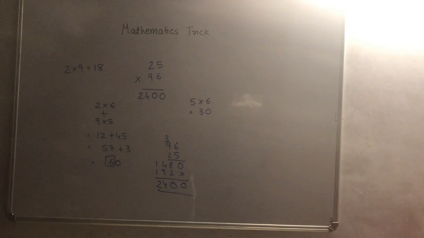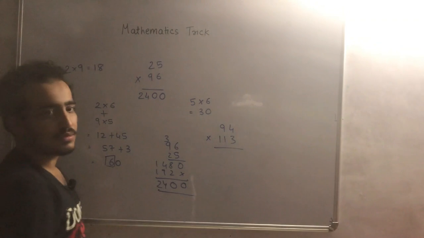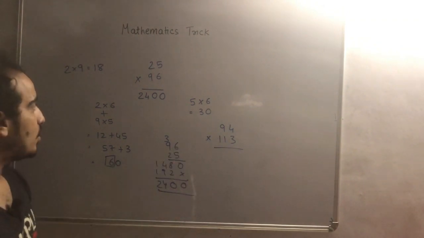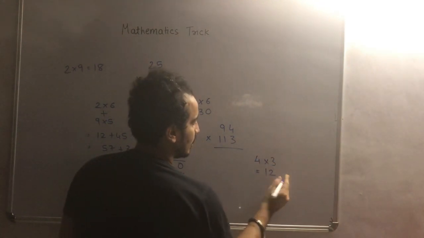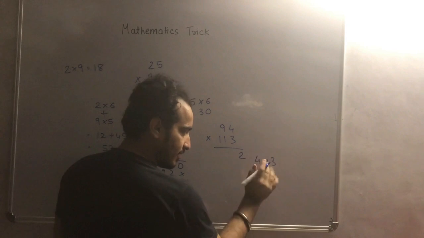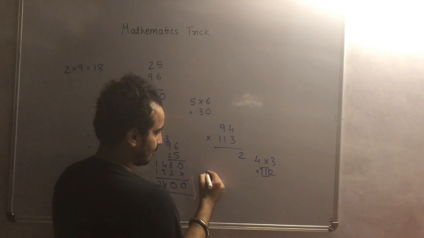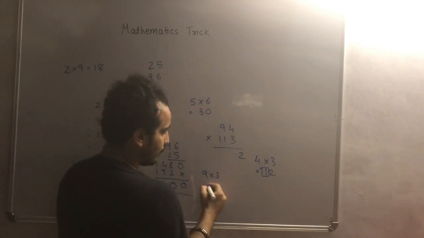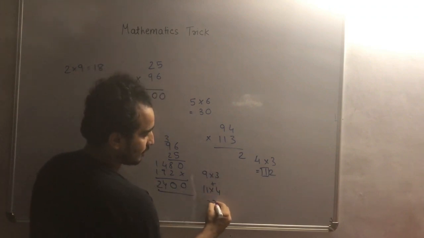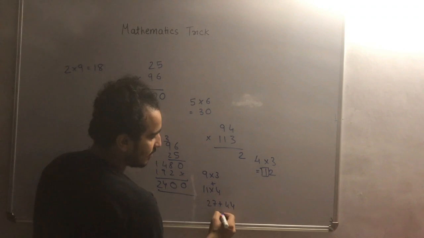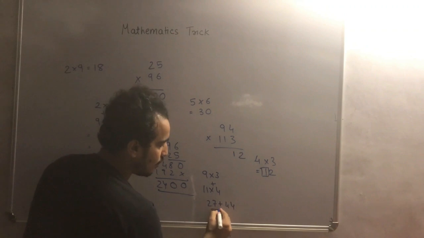Now let's try another number. You can say 94 into 113. Now one is a 2-digit number and one is a 3-digit number. How to work in this? So 4 into 3, the answer is 12. We will keep this 2 as it is and 1 for carry. Okay. So now what we have to cross multiply? 9 into 3 and 11 into 4. 9 3s are 27 plus 11 4s are 44. The answer will be 71. Okay, so 1 we will keep here only and 7 for carry.